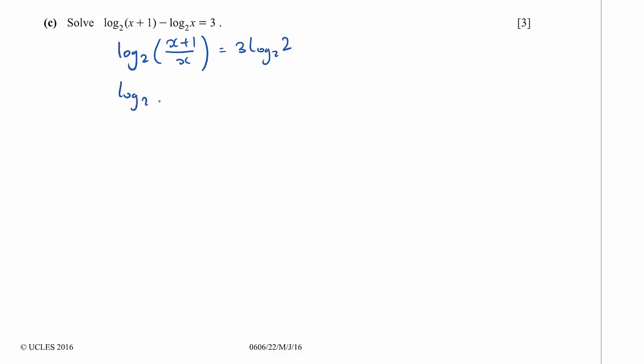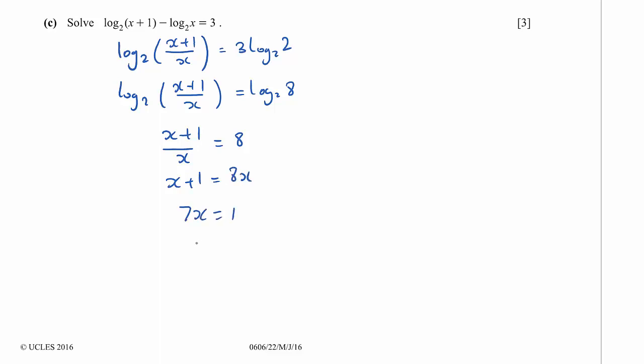So I've got log to the base 2 of x plus 1 over x is log to the base 2 of 2 cubed, which is 8. And that means x plus 1 over x must be equal to 8. So x plus 1 equals 8x, giving me 7x equals 1, so x is 1/7.